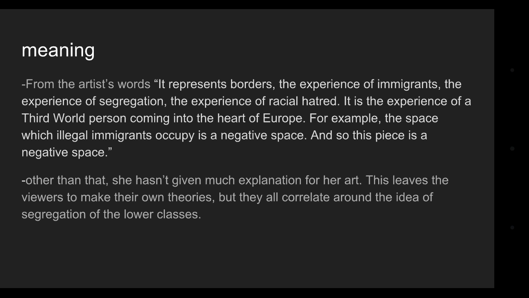This leaves the viewer to make their own theories, but they all correlate around the same idea, that segregation of the lower classes. Like, yeah, I guess that's somewhat true. She doesn't give that much of a hint to it, and that's what the name means, so yeah.